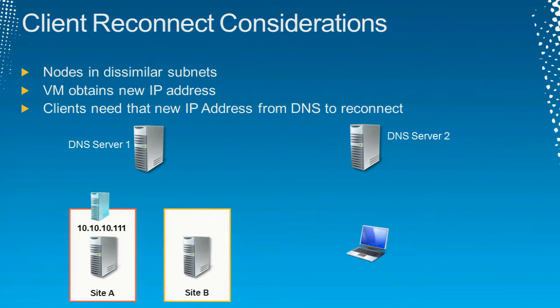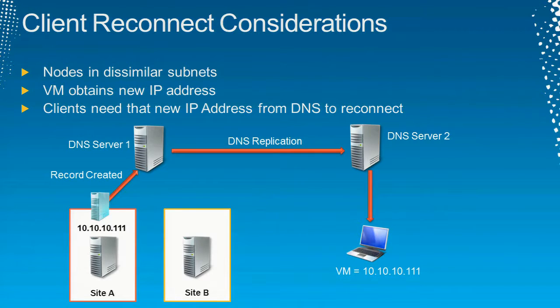Let's talk about the third problem, which is the client reconnect considerations. When you have nodes in different, dissimilar networks, what happens is when the virtual machine comes online on site A, it registers to DNS server 1. DNS server 1 replicates to DNS server 2, depending upon your DNS replication policy. It could be minutes, sometimes it could be 30 minutes to 1 hour.